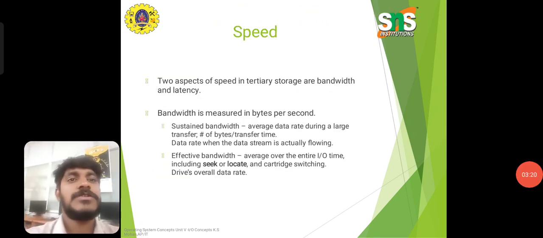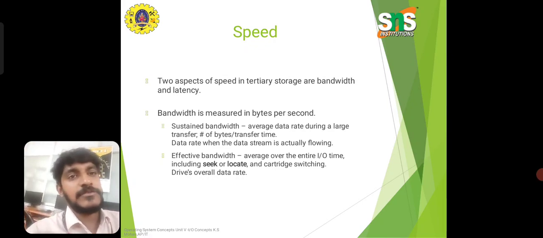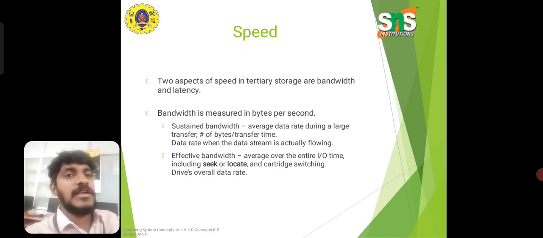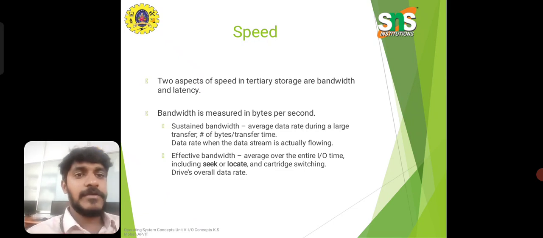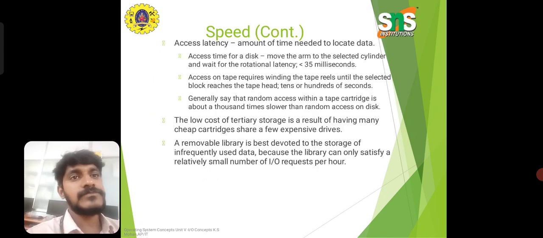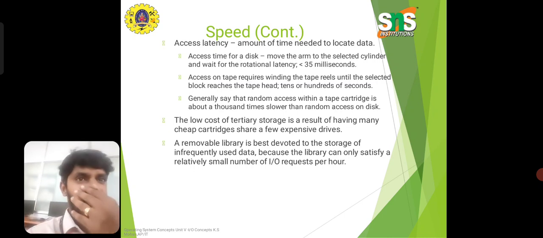Now we are talking about speed. Two aspects of speed in tertiary storage are bandwidth and latency. Bandwidth is measured in bytes per second. Sustained bandwidth is the average data rate during a large transfer, the data rate when the data stream is actually flowing. Effective bandwidth is the average over the entire I/O time, including seek or locate and cartridge switching, the drive's overall data rate. Then access latency, the amount of time needed to locate the data. Access time for a disk: move the arm to the selected cylinder and wait for the rotational latency, less than 35 milliseconds.